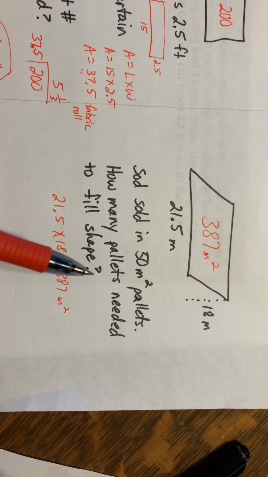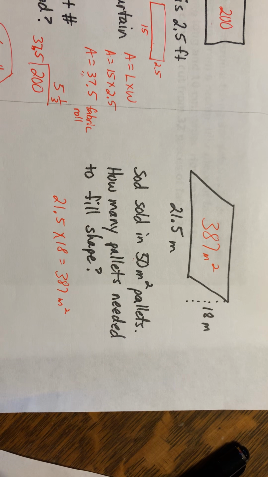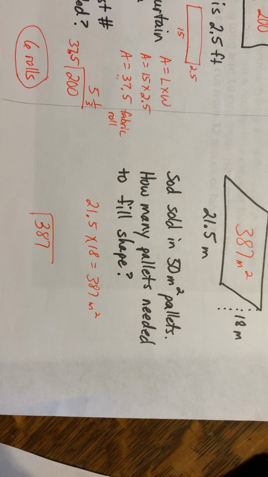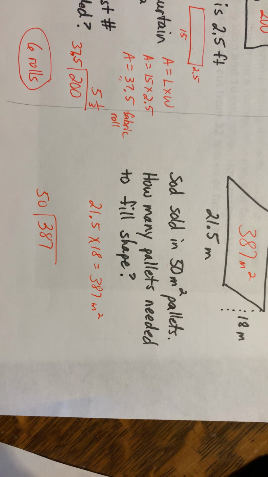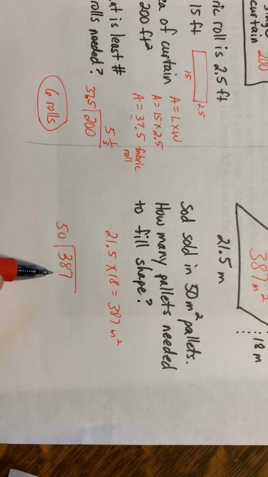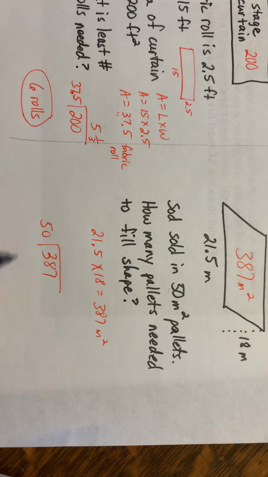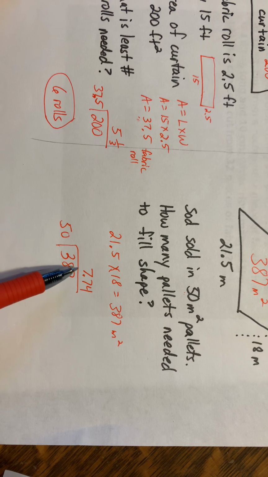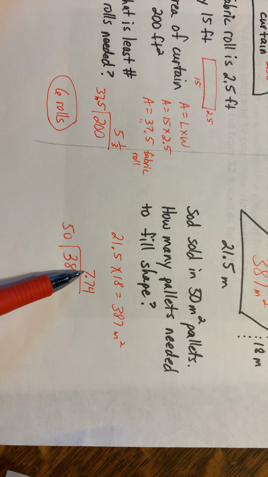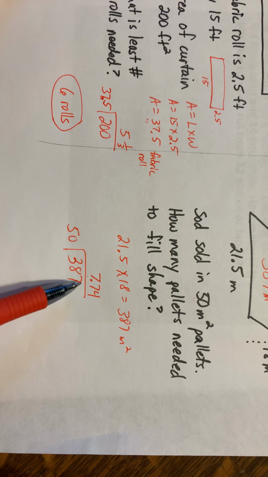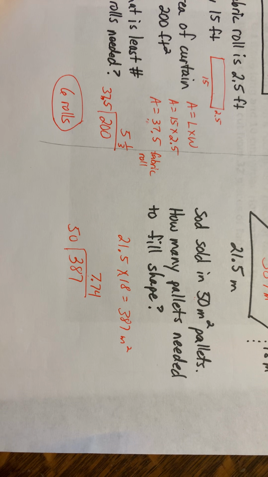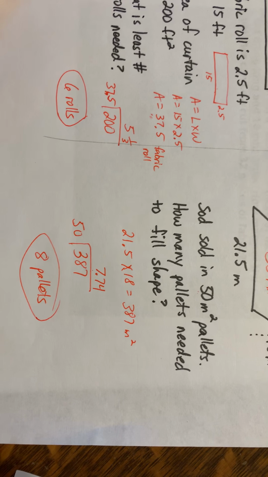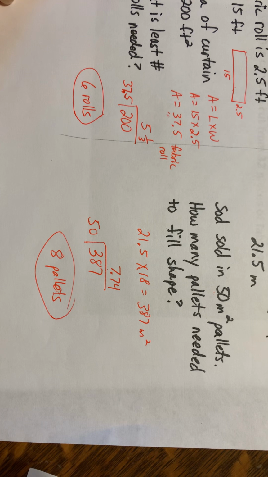So I know that this is how much the grass comes in. So if I have 387 meters I have to cover, and they come in 50-meter pallets, how many of these can fit into here? So I got to divide. So when you divide that out, you're going to end up with 7.74. So do you buy 7 pallets? Will that be enough to cover all of that? No, because you still have 0.74 left over. So you're going to end up having to round it up, and I'm going to need to buy 8 pallets to complete that. All right.